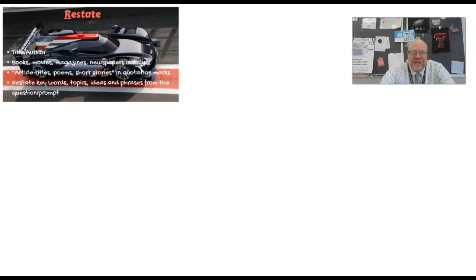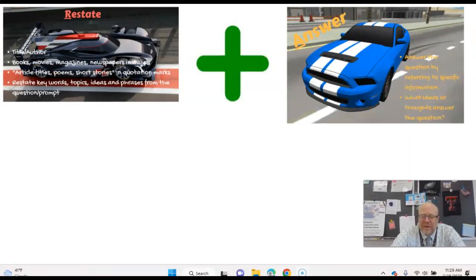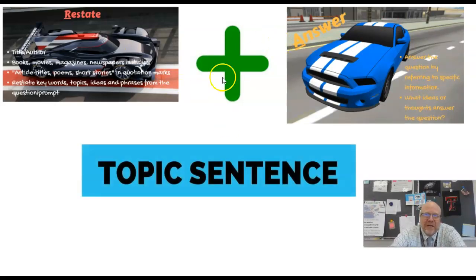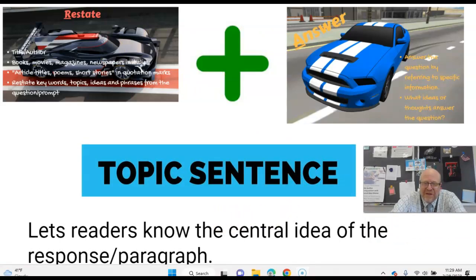So what does that really look like? I'm glad you asked. Restate plus answer equals the topic sentence when we respond to this. So we're going to combine restate and answer into one sentence. Remember, the topic sentence lets the reader know here's the central idea of the response, here's what the paragraph's about. So we wrote summaries, we had to figure out the central idea. Now we're creating the central idea.